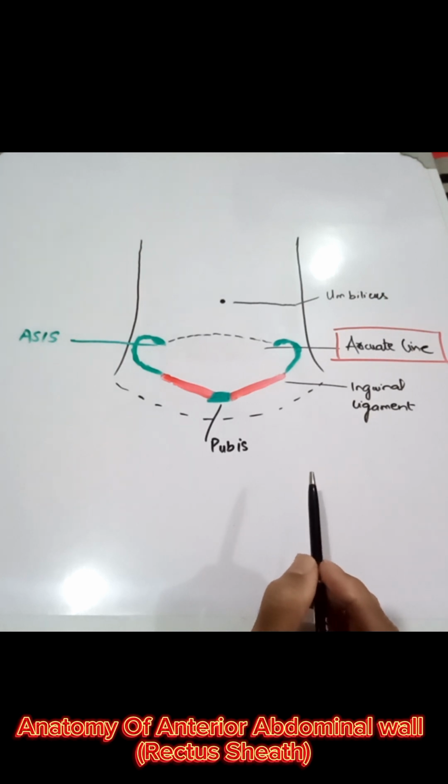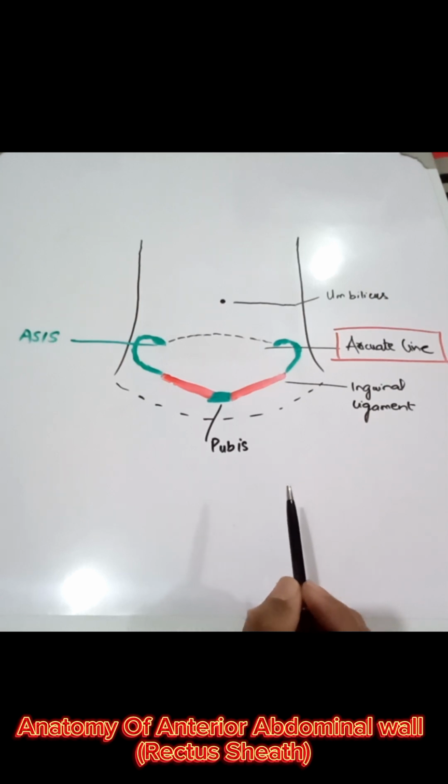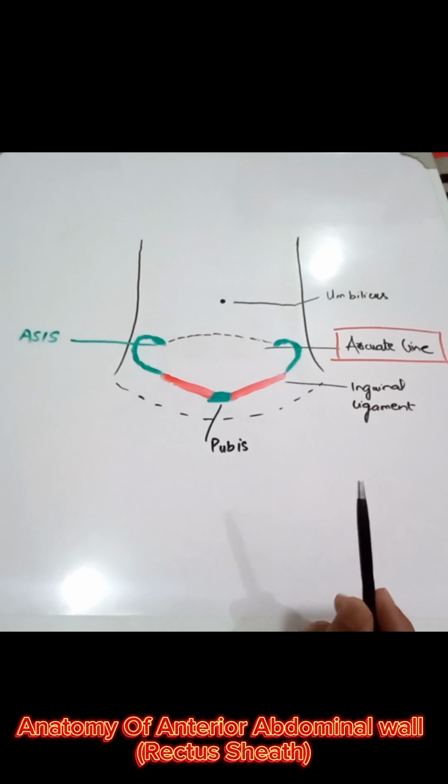Today I want to teach you the anatomy of anterior abdominal wall and the formation of rectus sheath. Before we proceed to the actual topic, I want to tell you what is the arcuate line, because to understand the anatomy of anterior abdominal wall, it is a must that you should know what the arcuate line is.